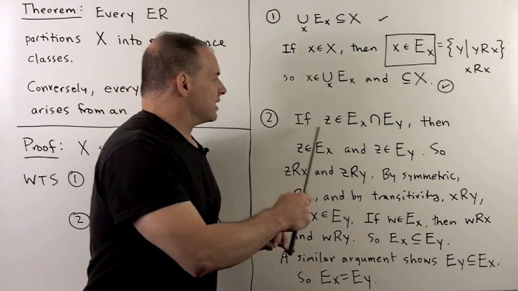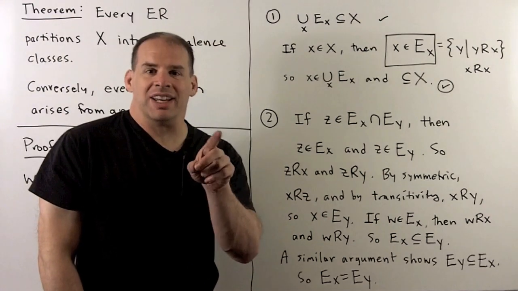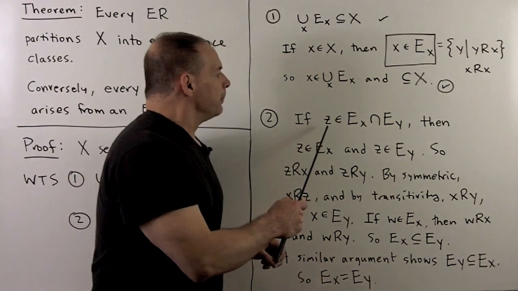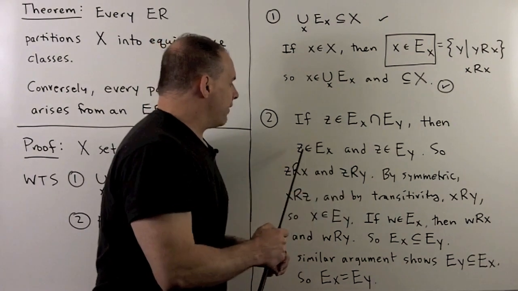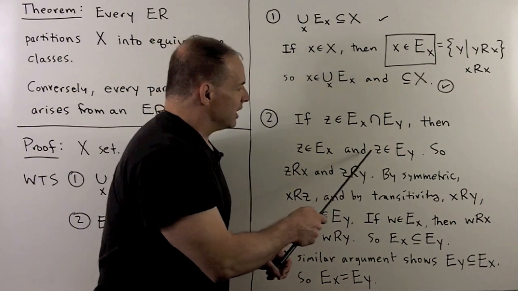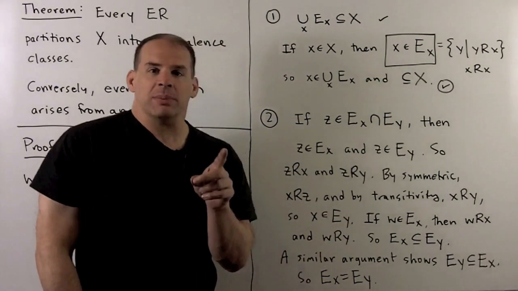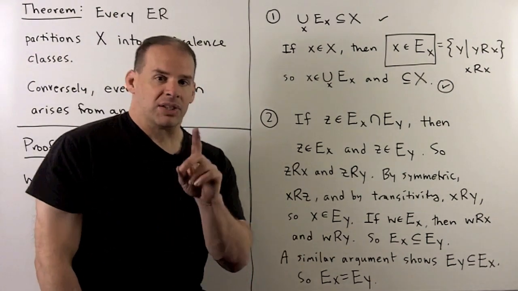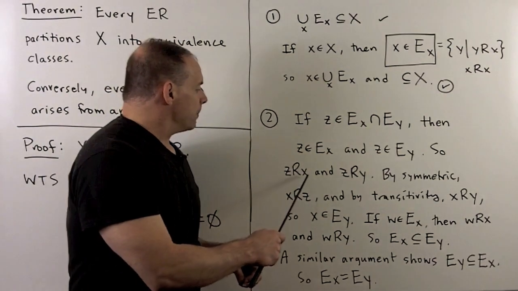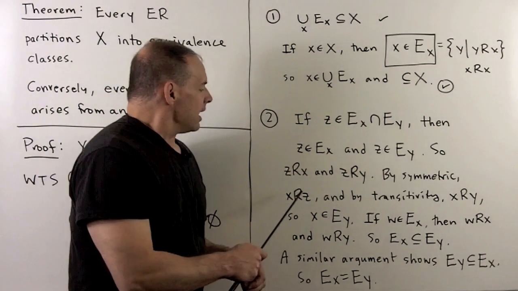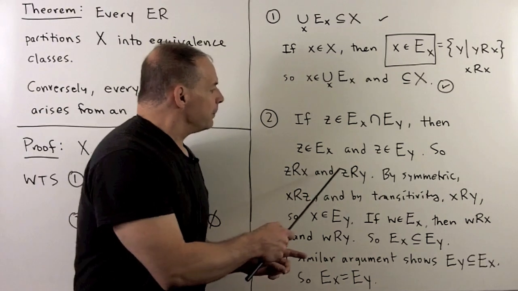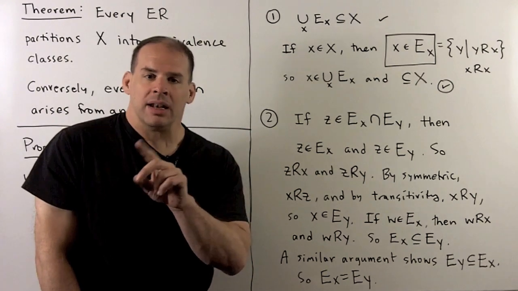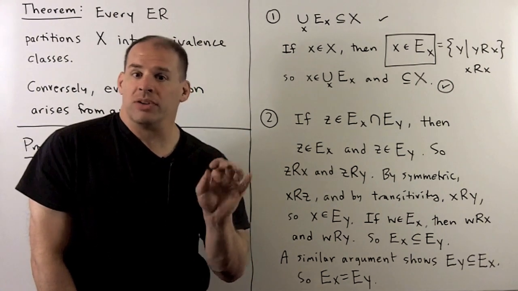Now, for the second statement, if the intersection is non-empty, then there's going to be some element in there called z. And for z to be in both of these sets, we'll have that z is in E sub x, z is in E sub y. And that just means z is related to x and z is related to y. By the symmetric property, we could flip this first one so that I have x related to z. Then by transitivity, I could take x related to z, z related to y, collapse to get x related to y. Now, that means x is in the equivalence class for y.